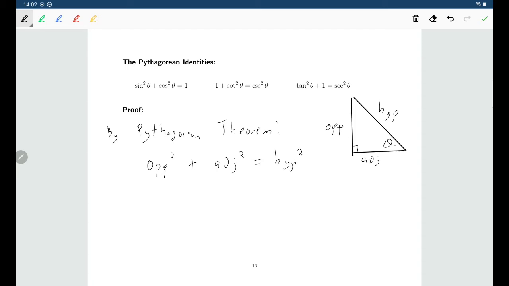And so now what I'm going to do to get these three identities is I'm going to modify this equation that I have so that it's expressed in terms of sines and cosines, or in terms of cotangents and cosecants, or in terms of tangents and secants. So to begin with, I'm going to take this equation and divide everybody by hypotenuse squared.